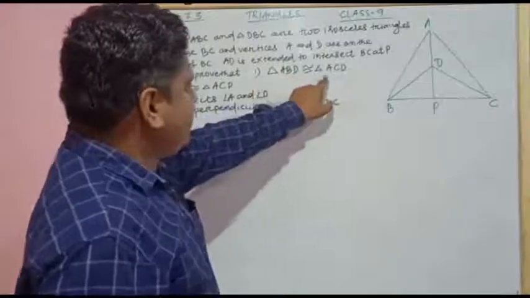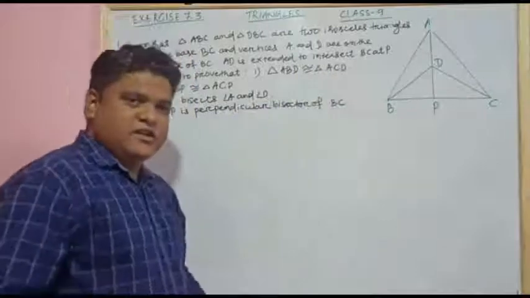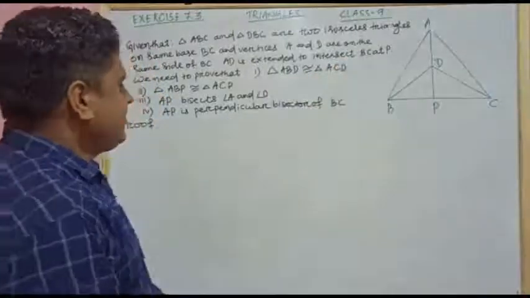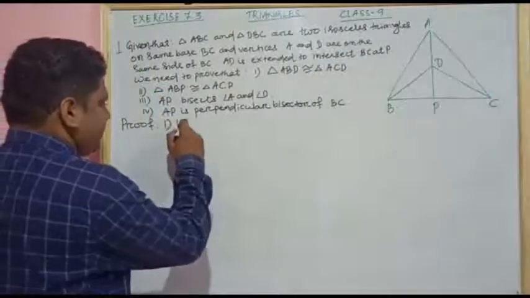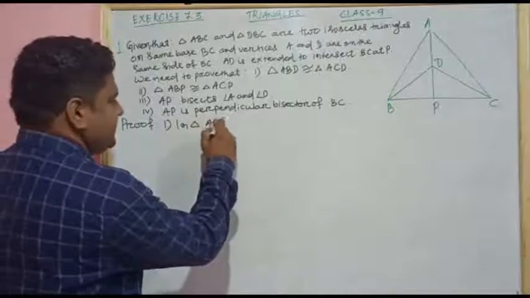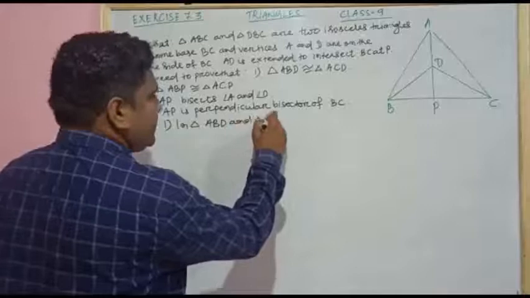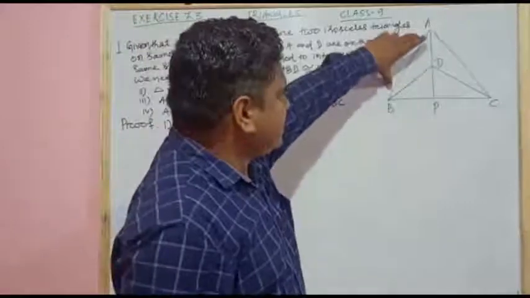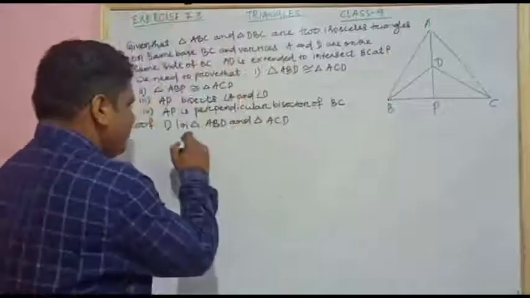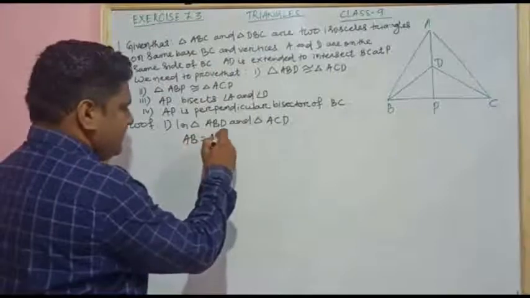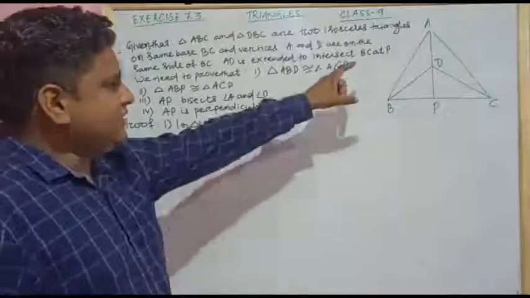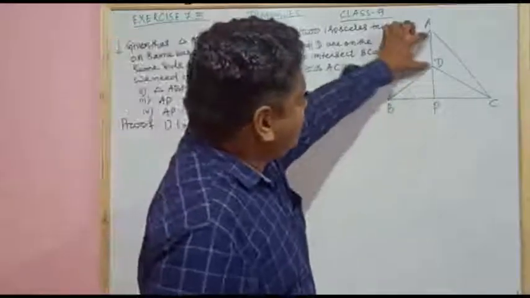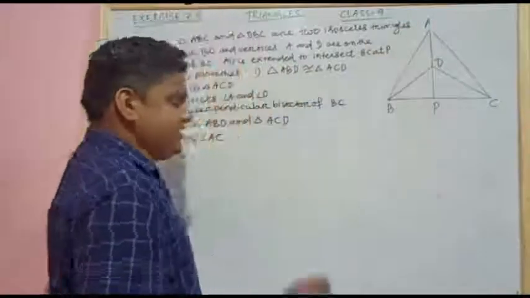Triangle ABD and triangle ACD are congruent. We need to prove it. For this purpose, let's see what is equal between these two triangles. Let's write, in triangle ABD and triangle ACD, what is equal. It is given that ABC is an isosceles triangle, so AB and AC are equal, and AB and AC are the sides of triangles ABD and ACD respectively. Once again, we can write AD is a common side for both these triangles.